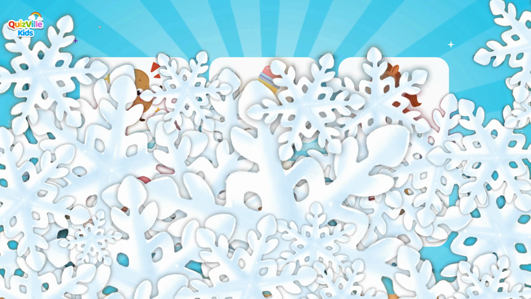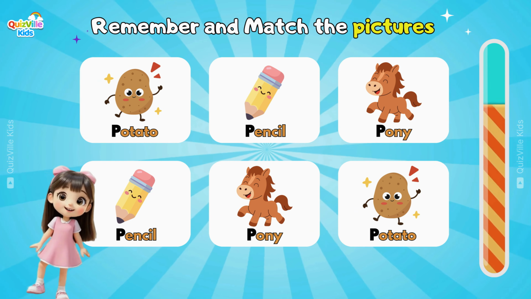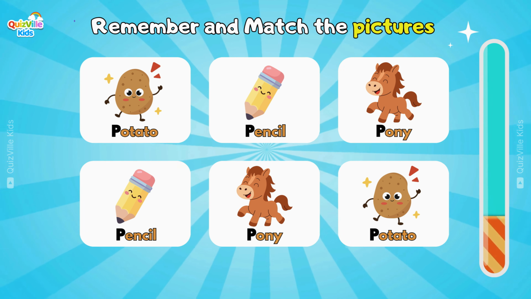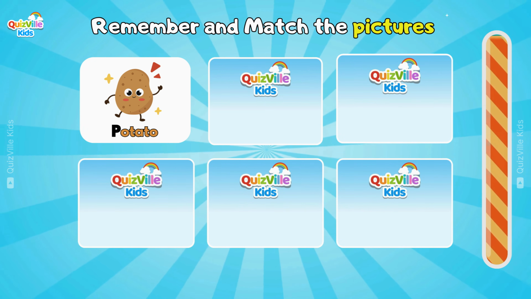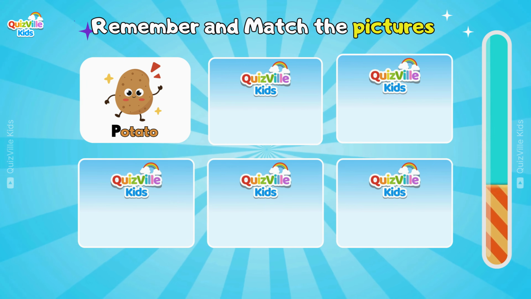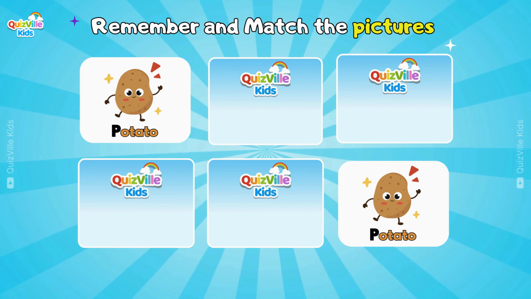Great job! Remember the pictures carefully. They all start with the letter P. Now, where is the other potato? Potato starts with P. Yes, there it is!